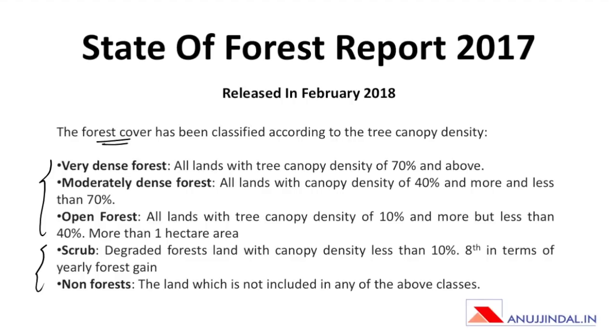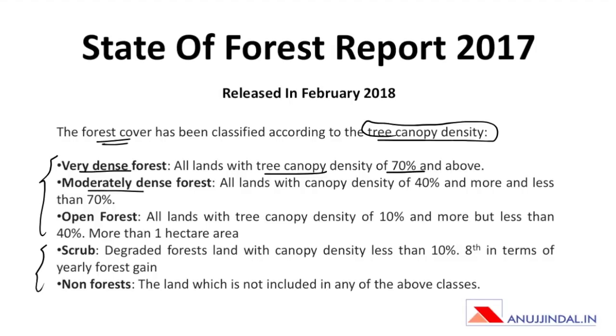Forest cover has been classified according to the density of tree canopy, and according to this classification there are the following types. Number one, very dense forest. These are the forests which have tree canopy density of 70% and above, which means how dense or how thick the tree canopy, or the top of the tree, is has to be 70% and above.